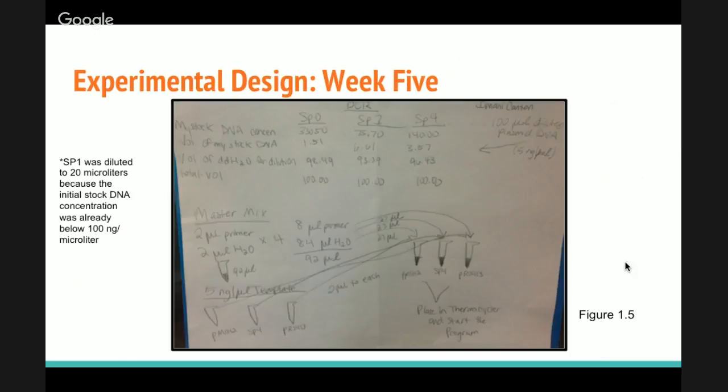The experimental design for week 5 consisted of us actually carrying out the process of PCR, or polymerase chain reaction, to amplify a region of the MSH2 gene that contains the mutation. And we had to create a master mix for each, totaling up to 15 microliters.